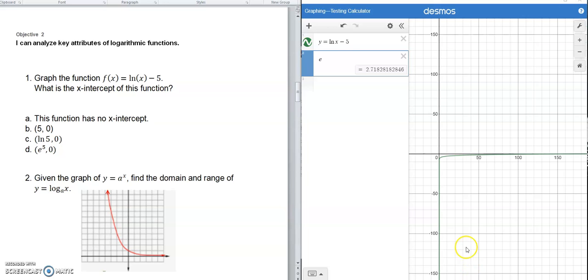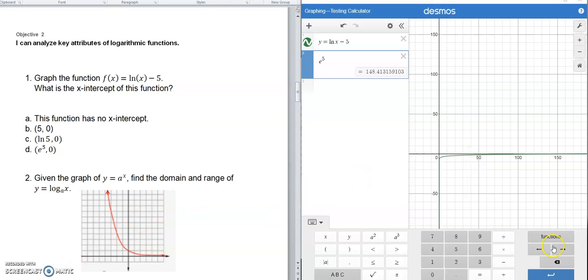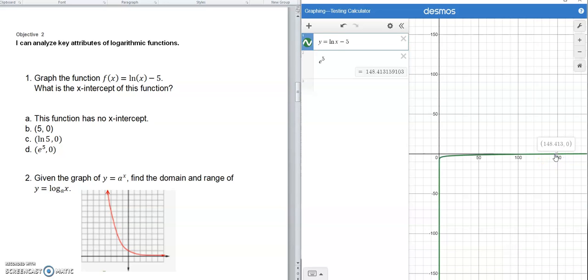As you can see, e is an irrational number with an approximate value of 2.7. Let's go ahead and raise this to a power of 5. Okay, so this confirms our x-intercept that e to the power of 5 is approximately 148, which is 148 on our graph as well. The answer here, therefore, is letter D.